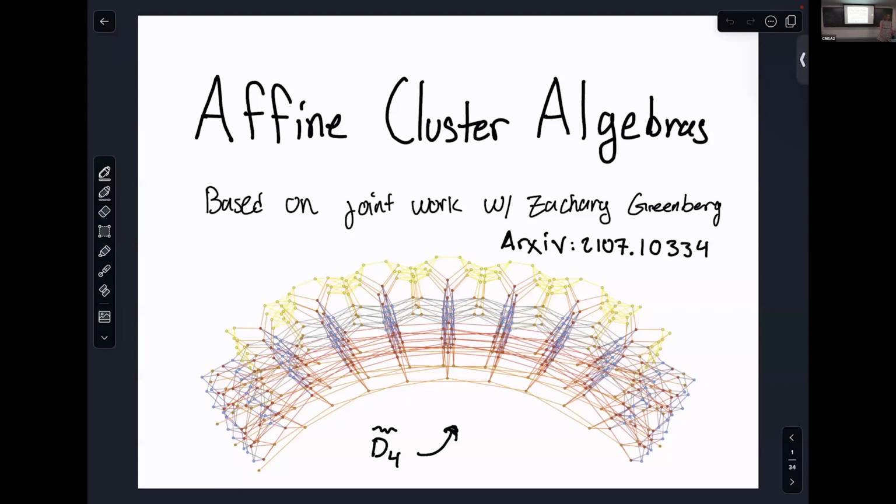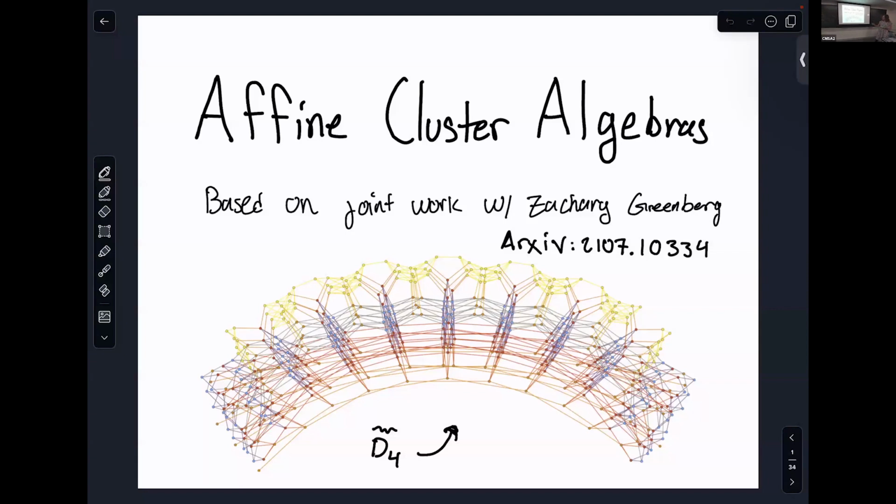Definitely thanks for the invitation to speak, and I think all the talks have been super interesting so far. So I'm going to tell you a little bit more about cluster algebras, and I want to tell you about affine cluster algebras, which are in some sense the next stage beyond finite cluster algebras. This is based on joint work with Zach Greenberg.